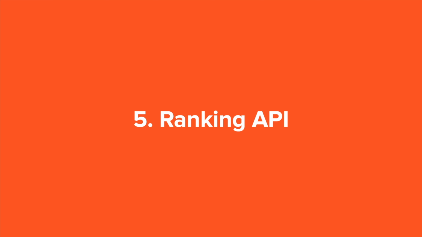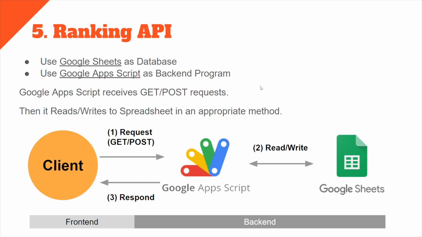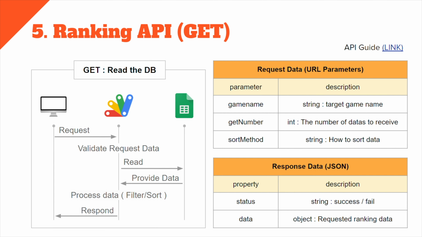Next is the ranking API. In the ranking system, we use Google Sheets as the database and Google Apps Script as the backend program. When a client requests to the Google Apps Script, it reads or writes to Google Sheets, and after doing some process, the script provides the response to the client. There are two methods, GET or POST. GET means reading and POST means writing.